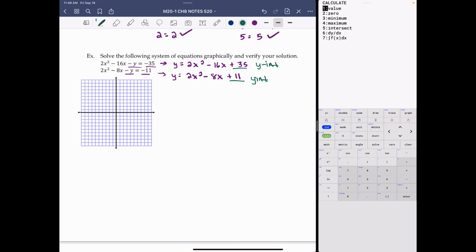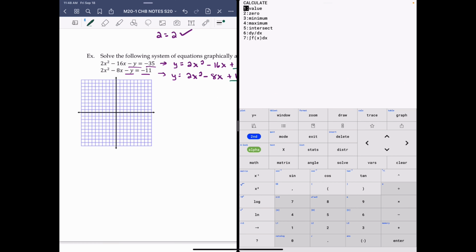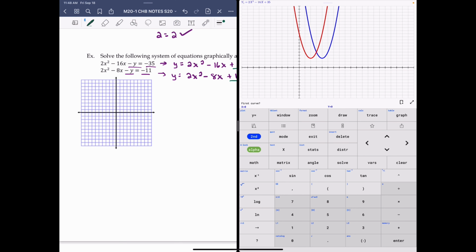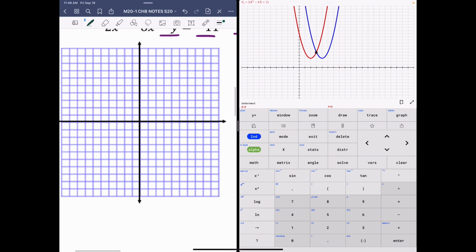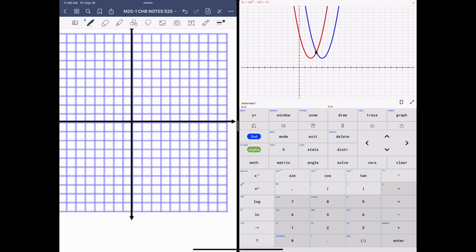Second trace, number 5. First curve, hit enter. Second curve, hit enter. Do we want to guess? No. Hit enter. It tells us our intersection point is 3, 5. X equals 3, y equals 5. Put our dot.